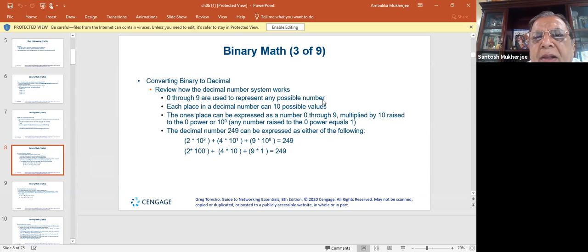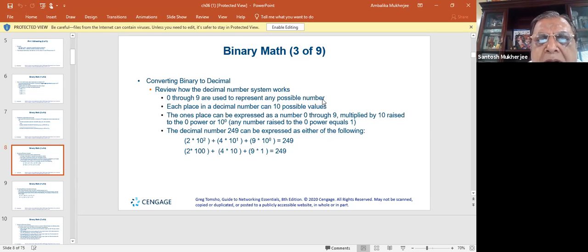Each place in a decimal number can have 10 possible values. The ones place can be expressed as a number 0 through 9 multiplied by 10 raised to the 0 power, or 10 to the power 0. The decimal number 249 can be expressed as either of the following.